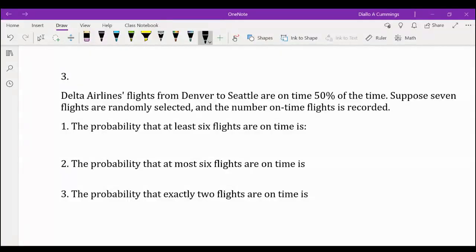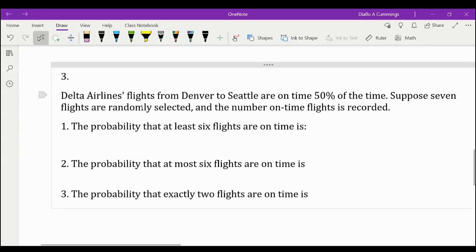Okay, here's a problem that we started in class, and I just wanted to go through the problem so that everyone is clear on what we were doing. So again, this problem reads that Delta Airlines flights from Denver to Seattle are on time 50% of the time. Suppose that 7 flights are randomly selected and the number of on-time flights is recorded. We want to find the probability that at least 6 flights are on time, the probability that at most 6 flights are on time, and the probability that exactly 2 flights are on time.